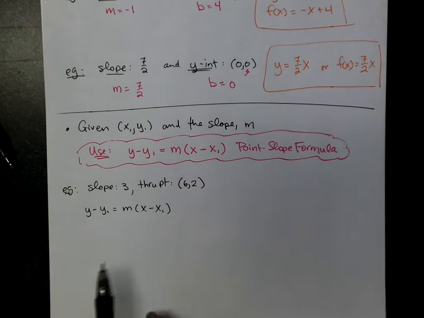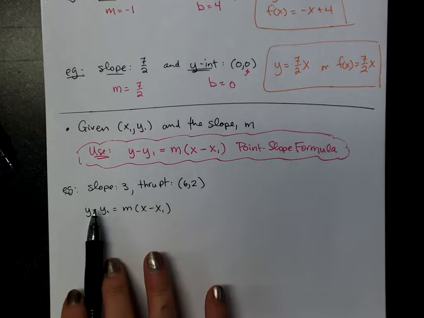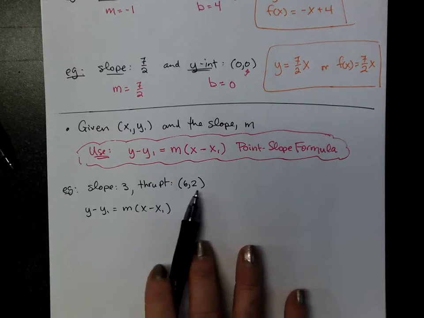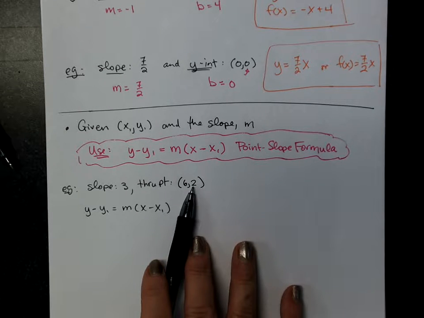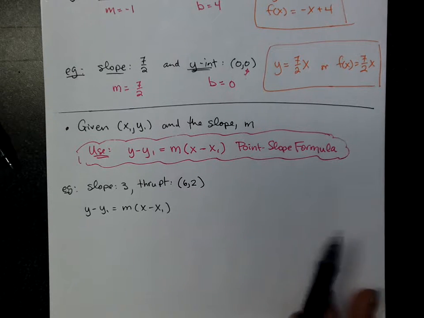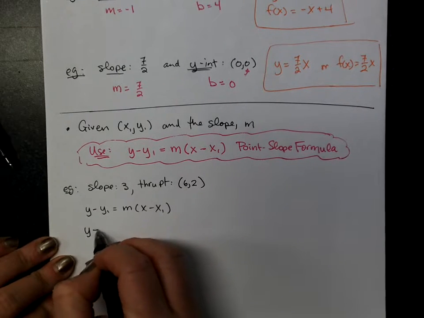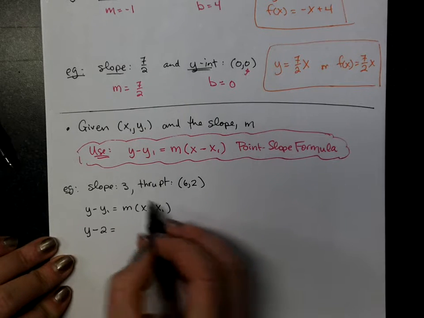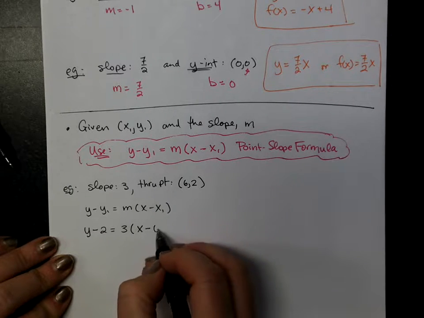Do notice about this right here, do notice that there's subtraction in the formula, which means if you are subtracting negative coordinates, that ends up being a plus. Just like in the slope formula, subtraction is important. If the coordinate is negative, then you're doing minus a negative. Okay? So I plug in what I know. y minus my y1, my y coordinate, is 2. My slope is 3, parenthesis, x minus my x coordinate, which is 6.